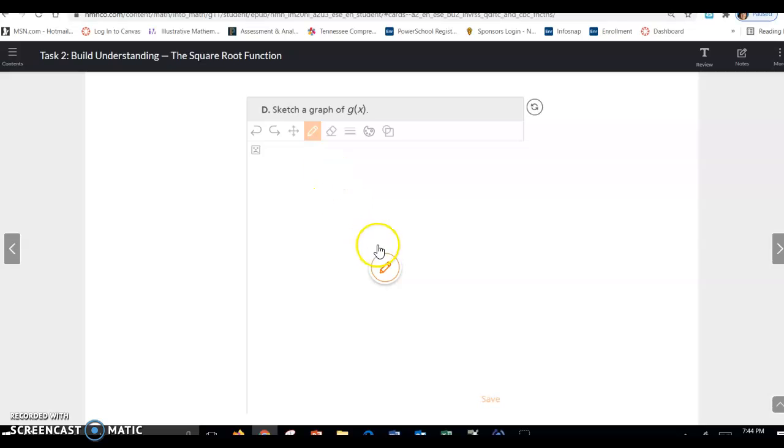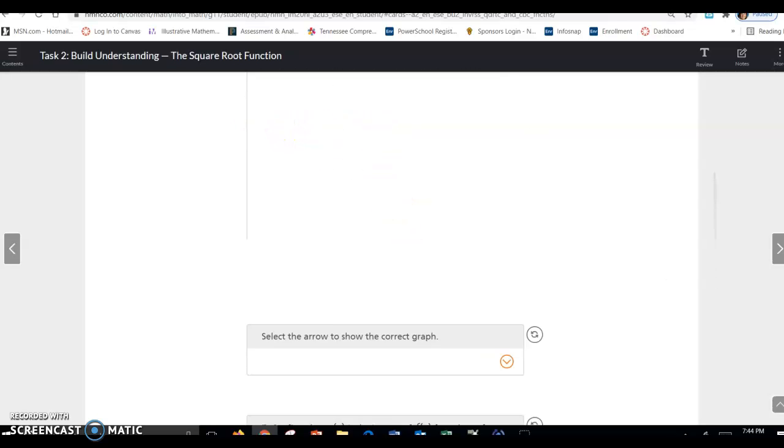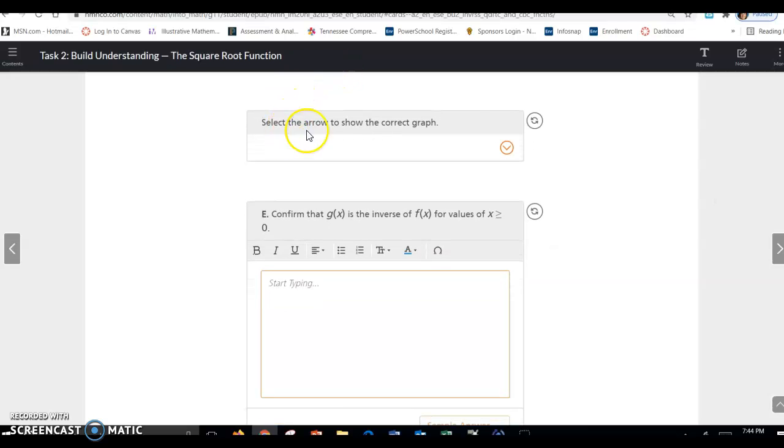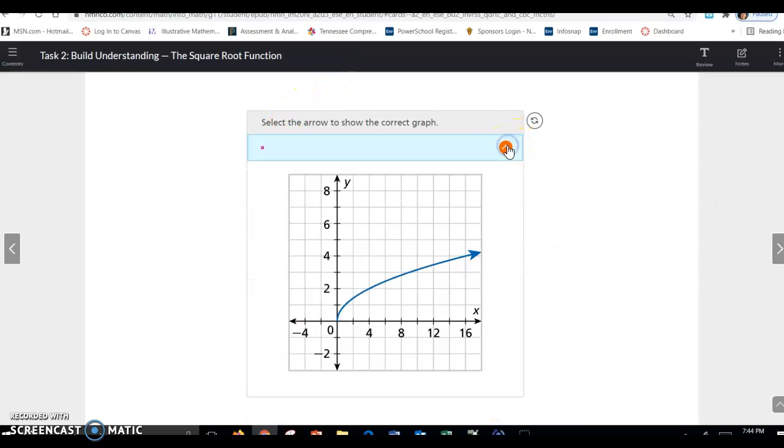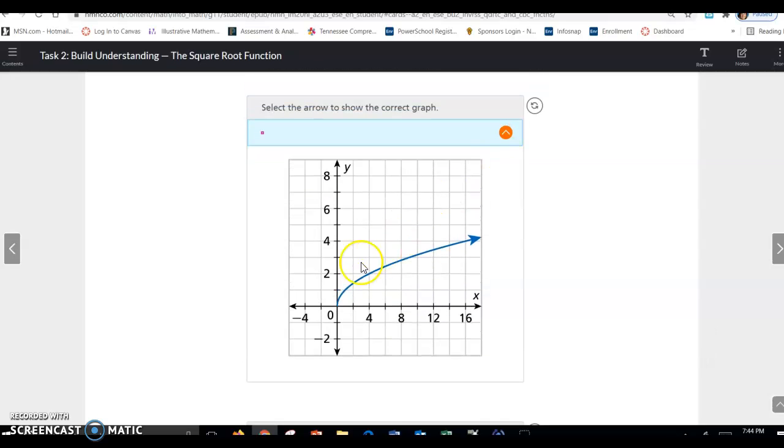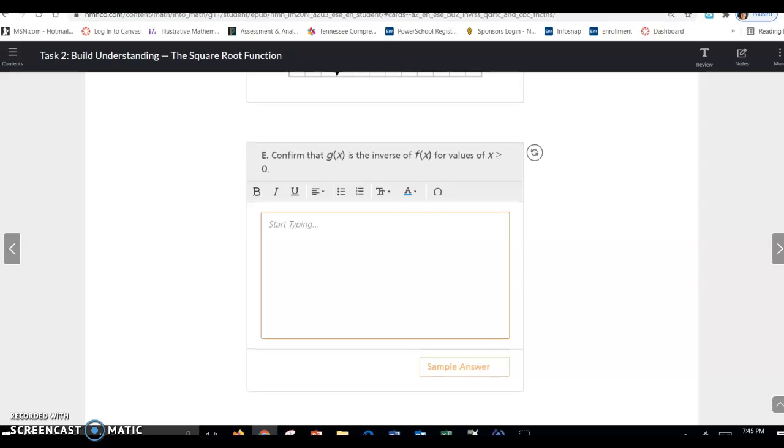Let's see here. I don't know what it wants me to do there, so let's look at this. Select the arrow to show the correct graph. All right, so this is the square root function. So it starts here and it goes sideways. Remember, a quadratic function is a U-shaped graph called a parabola. It goes this way. If we turn it sideways, it would be a U-shaped graph sideways here, but we restricted the domain to only the positive numbers. So that's why it's only half of the quadratic.